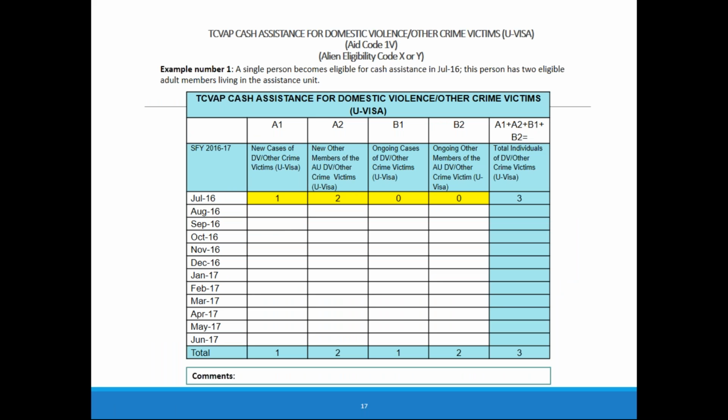Example number one. A single person becomes eligible for cash assistance in July 2016. This person has two eligible adult members living in the assistance unit. This information will be entered in the July 16 row. On column A1, enter 1 for the victim, and on column A2, enter 2 for the eligible adult members living in the assistance unit. On column B1 and B2, enter 0, unless there are previous cases to report.